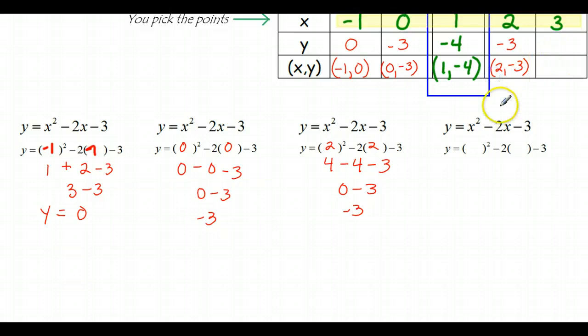Now we're going to plug in our last value, which is 3. So 3 squared is 9, minus 6, minus 3. 9 minus 6 is 3 minus 3, which is 0. So our ordered pair here is 3, 0. Alright, now we have enough ordered pairs to plot and graph our parabola.